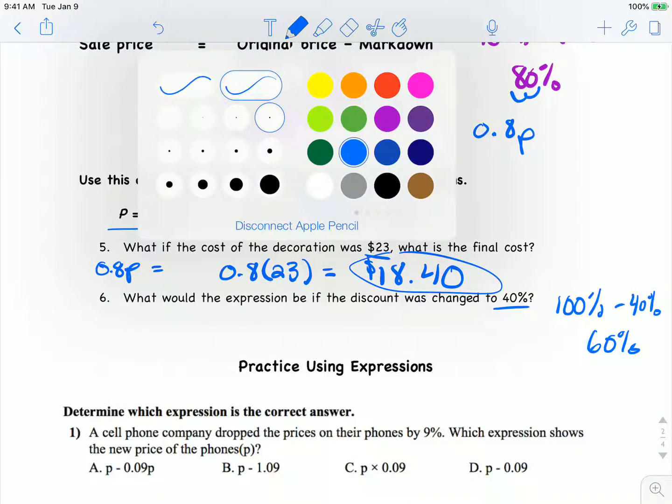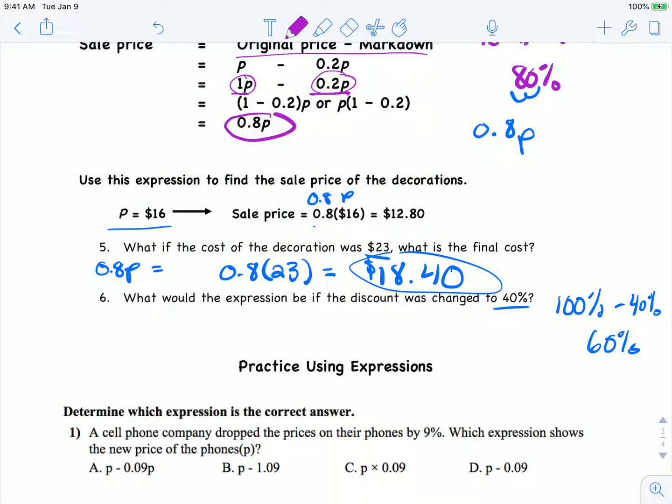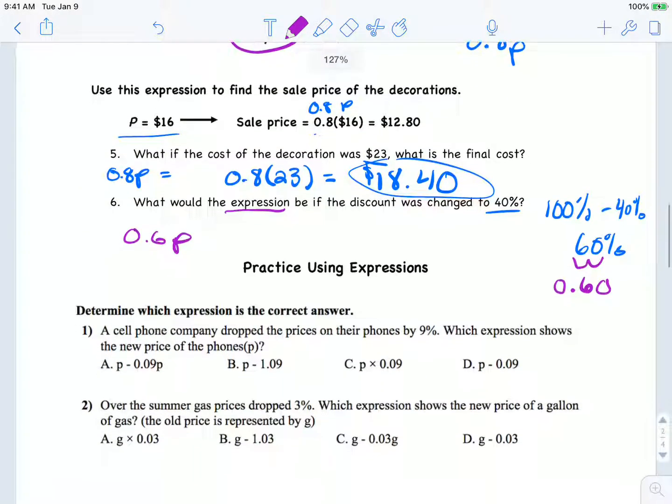How do you write 60% as a decimal? And so it would be 0.6 or 0.60. All of those are the same thing. Okay. So what would the expression, just the expression. So the expression would be 0.6 times the price. Expression is, you don't have to solve anything. Expression is just a math sentence. You just have to have a variable.